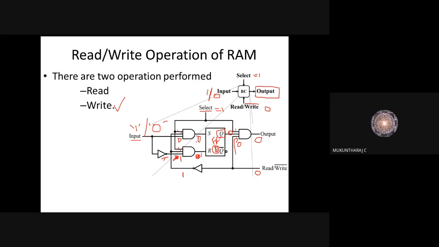To perform the write operation, select should be enabled with logic 1, and the read/write control signal should be applied with logic 0. By setting these two conditions, you can apply the data which is going to be written into the memory cell. For both write operations, logic 1 and logic 0, the output is still 0. We do not care about the output signal while writing information into the memory. I hope you all understand the write operation also. Is it clear? Both read and write operations.